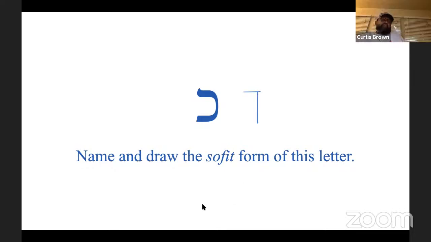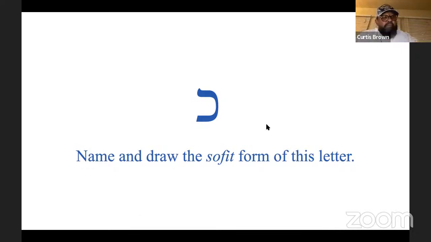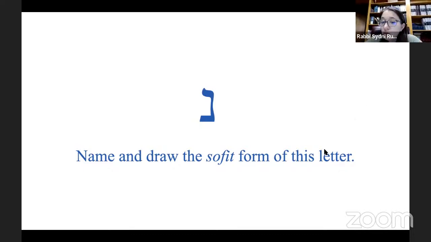Oh, I understand. Yeah, it has a tail on the end. Right. Okay. The reason why I like that is because depending on what your writing style is, your Chaf Sofit might look a little bit too much like a Nun Sofit, which gets tricky. So it just puts more of a distinction. Okay. All right. But you probably learned it that way, and a lot of people will draw it that way as well.